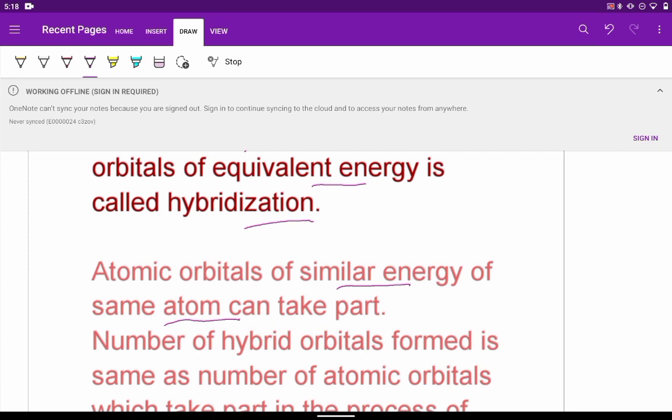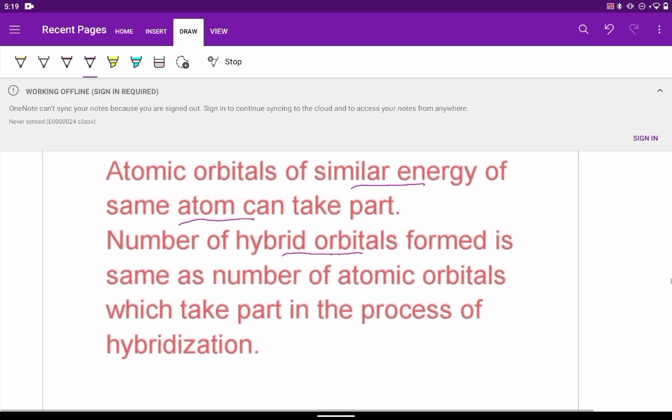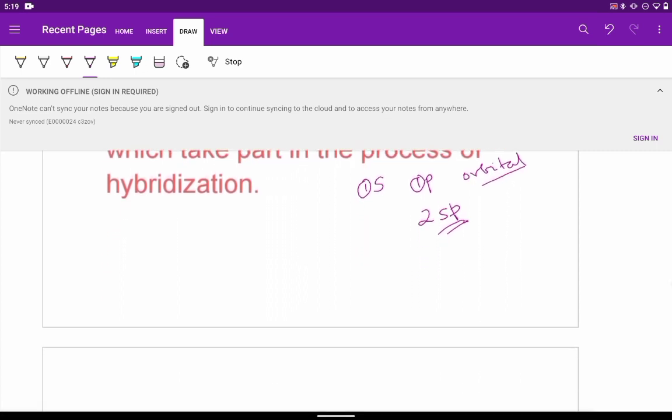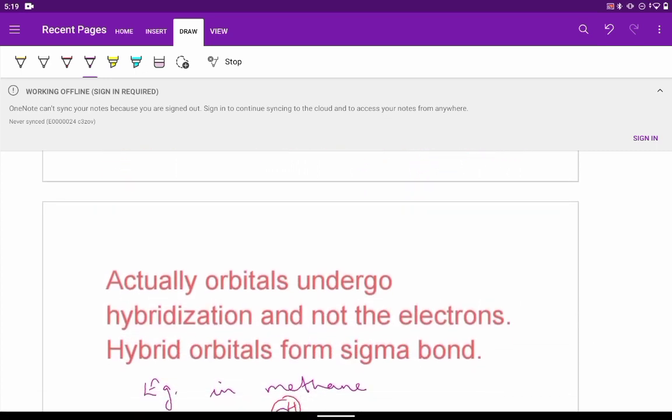The total number of atomic orbitals participating in hybridization will decide the total number of hybridized atomic orbitals which are formed. For example, if one s and one p orbital participate, then we will get two sp hybridized orbitals. So the number of orbitals is maintained. Hybridization takes place among orbitals, it doesn't take place among the electrons.